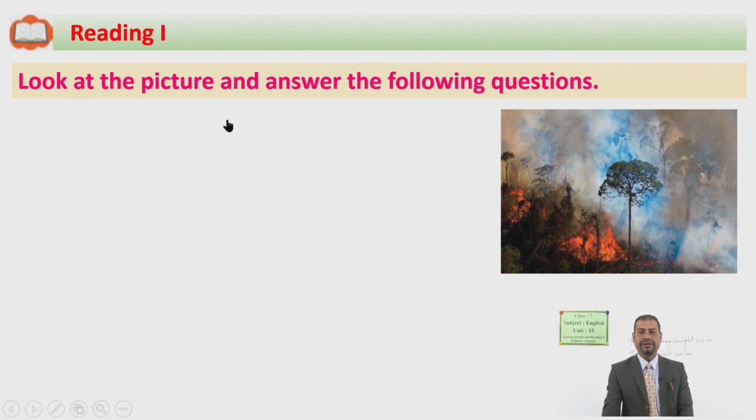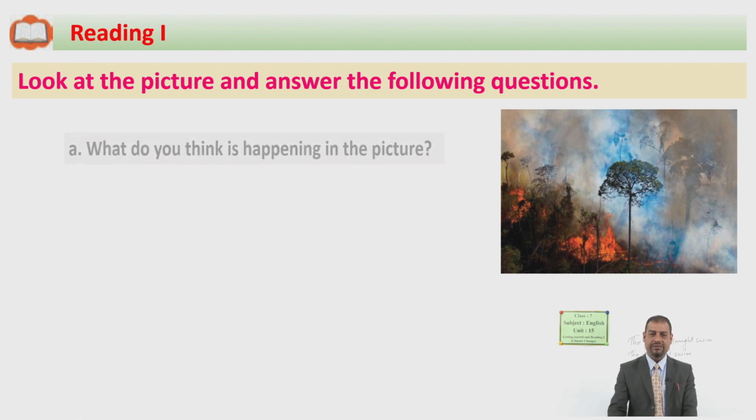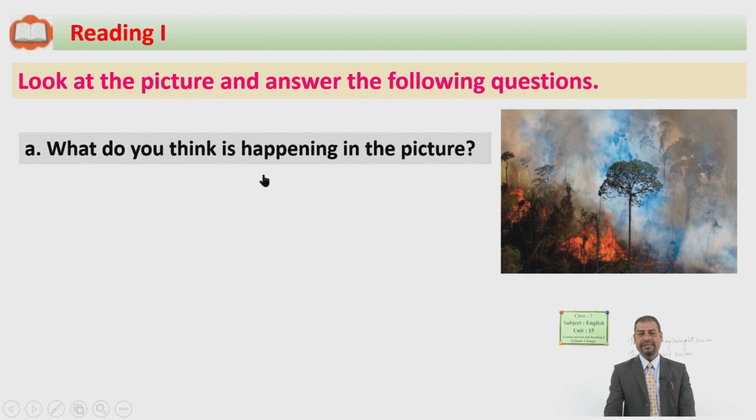So look at the picture and answer the following questions. So have you seen the picture here? Alright, that's good. Now the question for you. What do you think is happening in the picture? Now you can see what's happening in the picture. Okay, there is fire in the forest, you know. The forest is caught by the fire. Is it good? No. Alright.